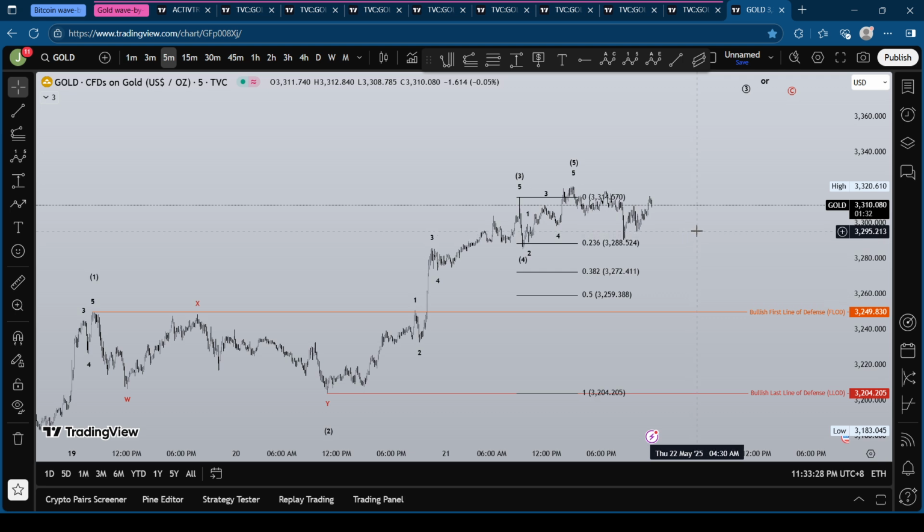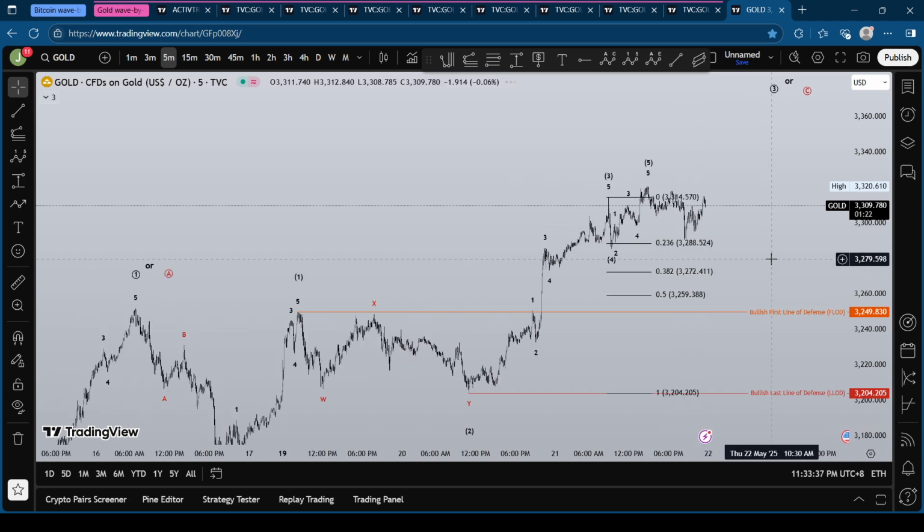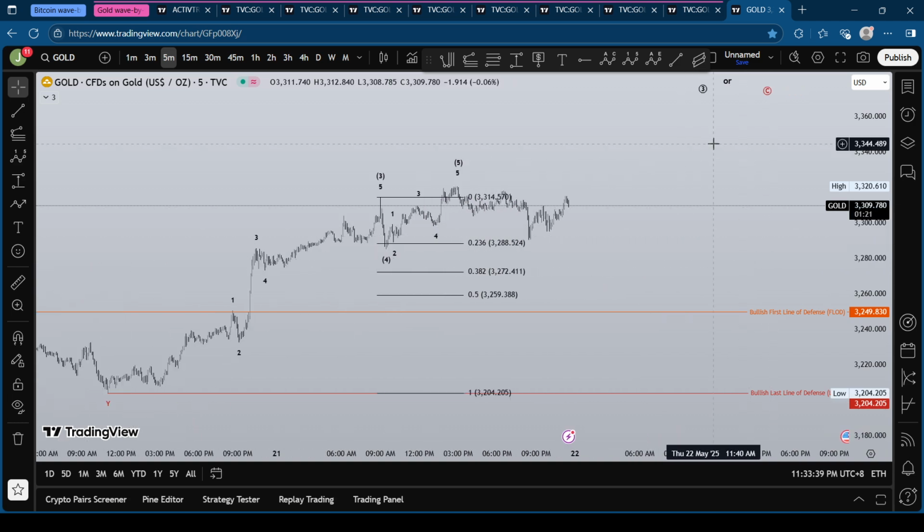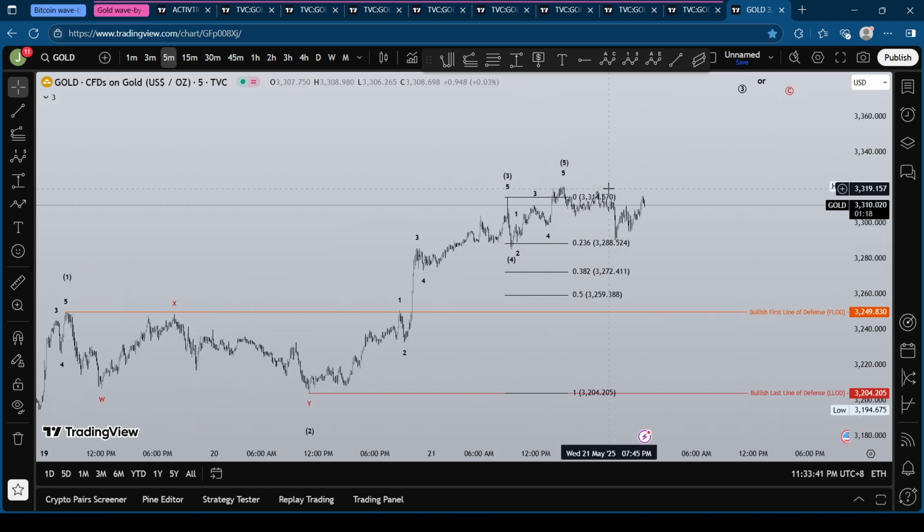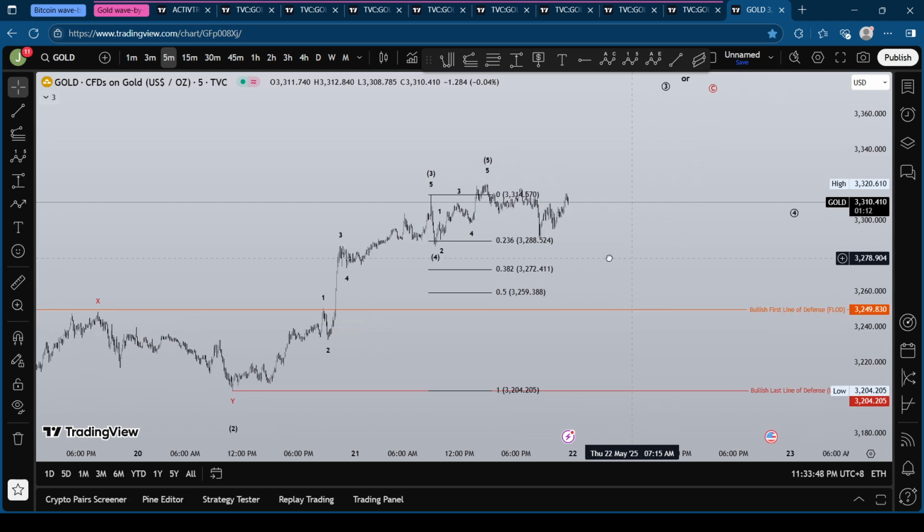It can be a zigzag, a double three, labeled as WXY, or a triangle. By the way, I forgot to mention that the triangle can only happen in a wave 4.